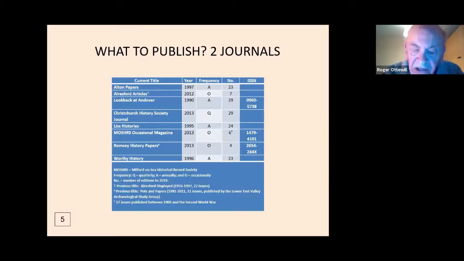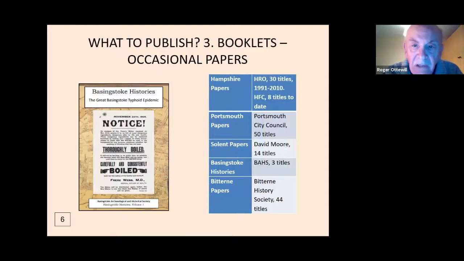The third category, next slide please, comprises booklets and occasional papers. As can be seen, these often constitute series, of which some of the best known are the Hampshire papers and Portsmouth papers. And some of these series have evolved over time. Again, we may have missed some, so if you know of any that we ought to record, please do let us know.